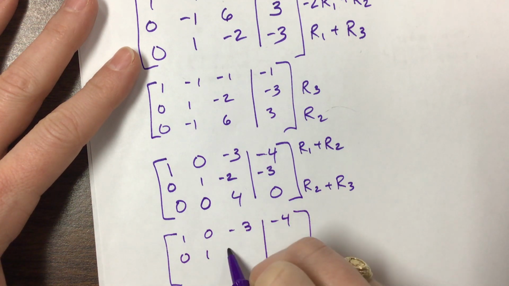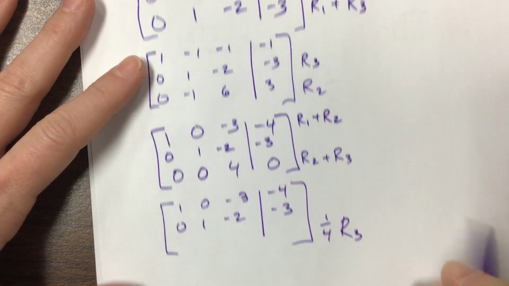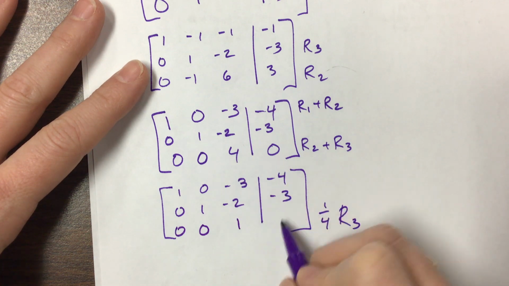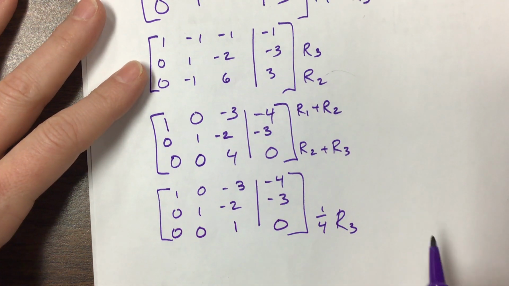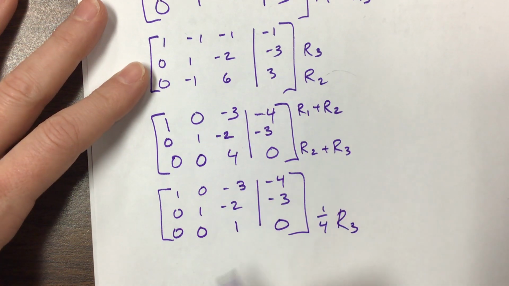I'm going to say, okay, I want a 4th of row 3. Okay, 0, 0, a 4th of 4 is 1, a 4th of 0 is still 0. And now I want to get rid of these. Now my goal is to get zeros here. So I'm going to keep this row.